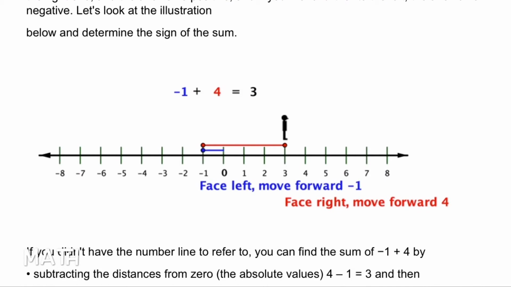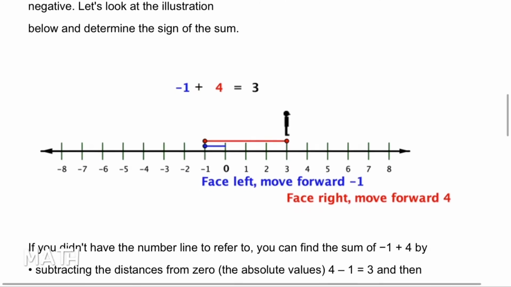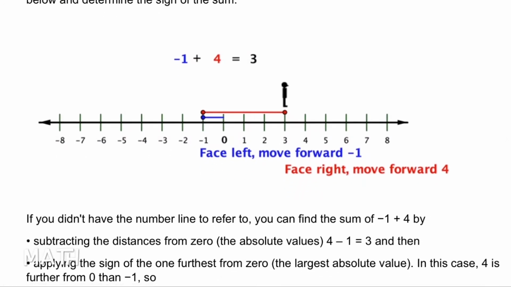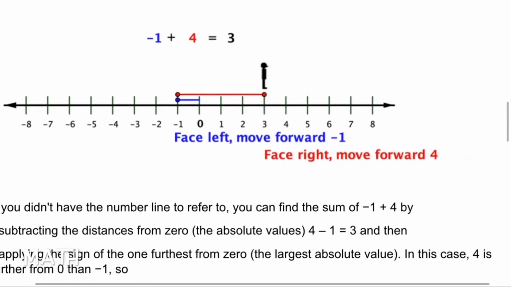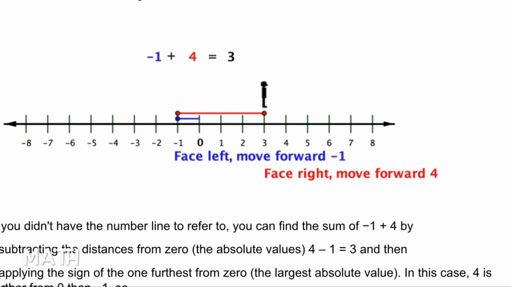So negative 1 plus 4 equals 3. Okay, so if it's negative 1 plus 4, it will be 4 plus negative 1, and so 4 is a positive number, and you're subtracting 1 from it, so it would be 3. Okay, so face left, move forward negative 1 time. Face right, move forward 4.